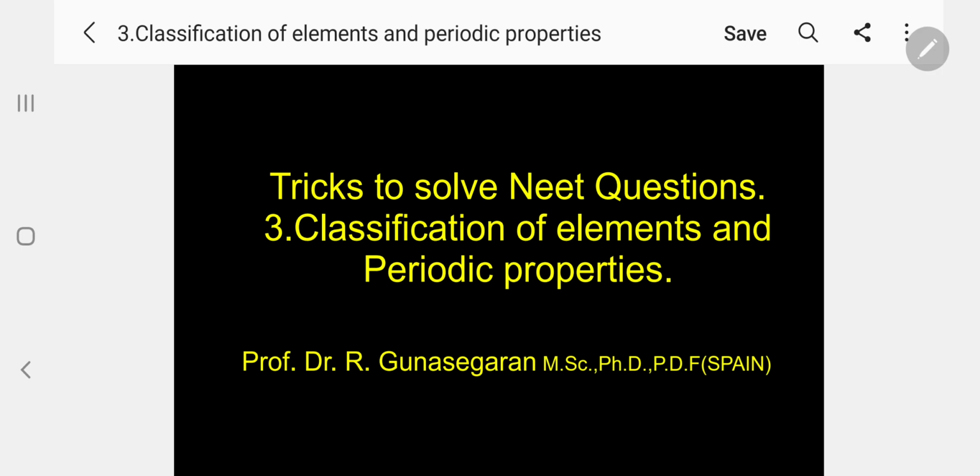Today, I am going to take a class regarding tricks to solve NEET questions under this unit, classification of elements and periodic properties. This is the third unit in +1. So under this unit, for the last 6 years in the NEET common entrance examination conducted by the Government of India, what are the questions asked? I am going to discuss.